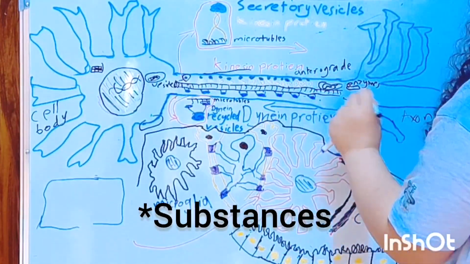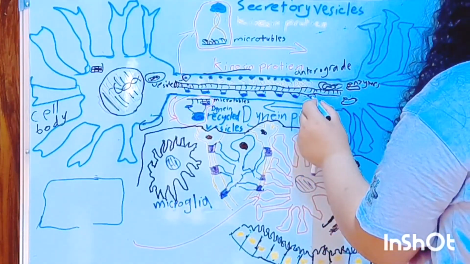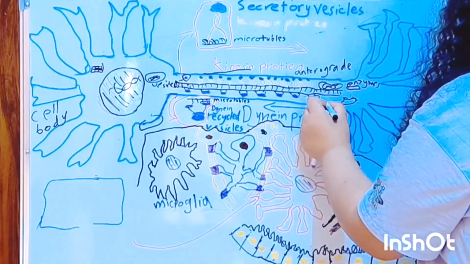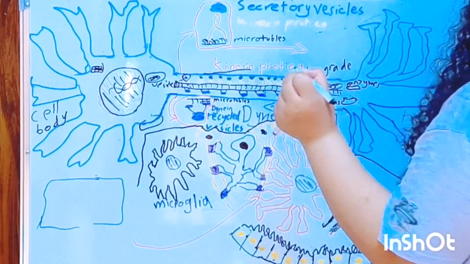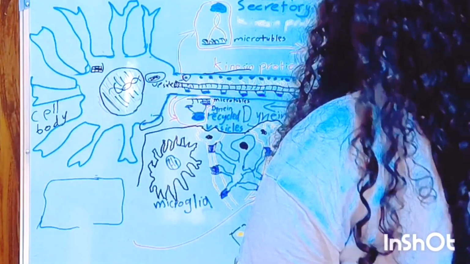Maybe substrates like growth factors, and recycled vesicles, maybe even toxins that are harmful, so they come back to the cell body to be modified in it.